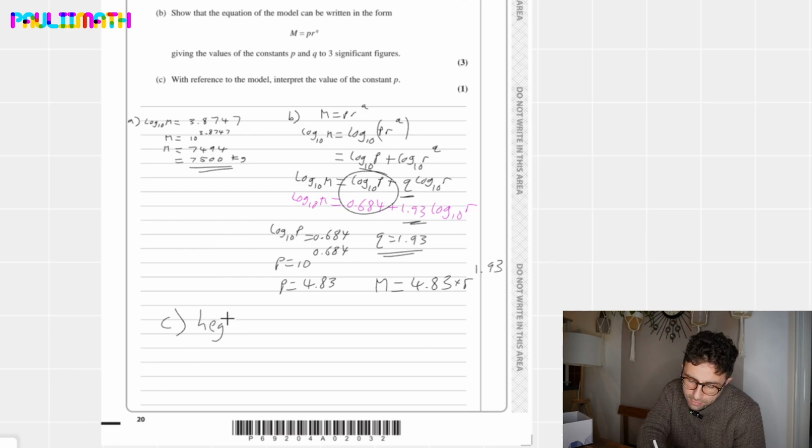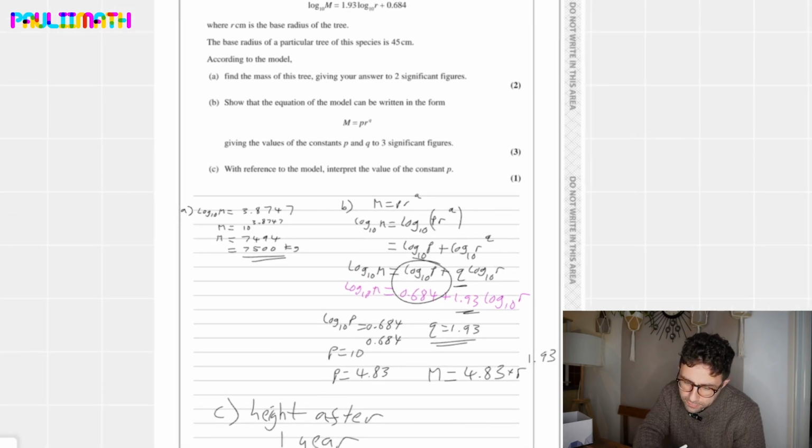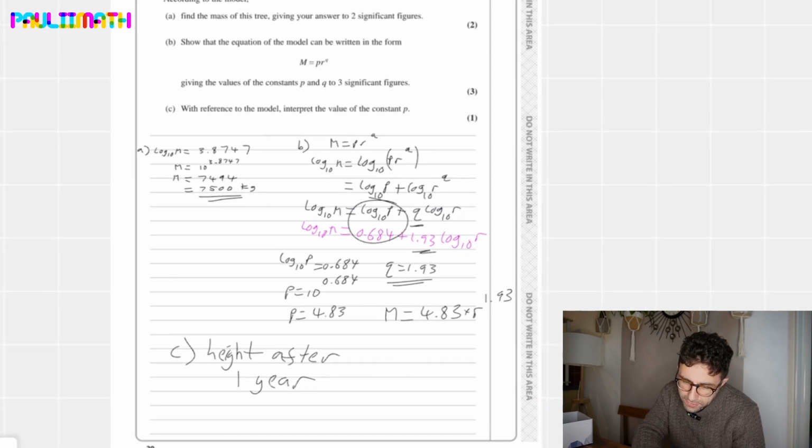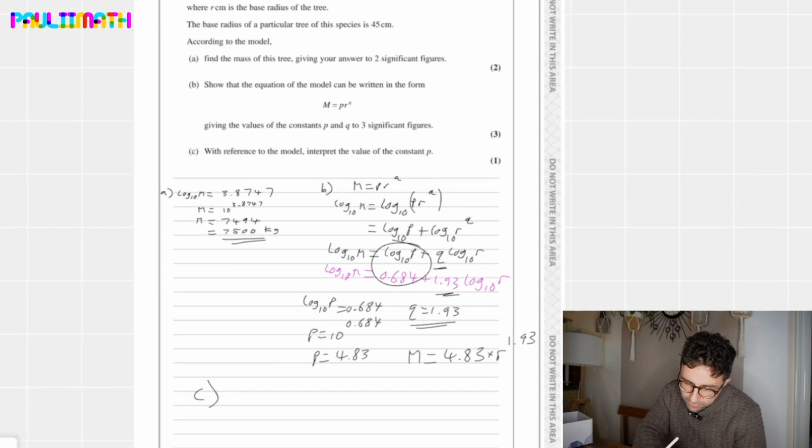Height after 1 year. Times in years, isn't it? Oh, there's no time. Let's try again. Mass when radius is 1 centimeter.